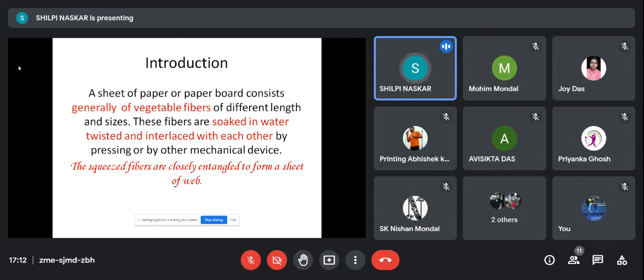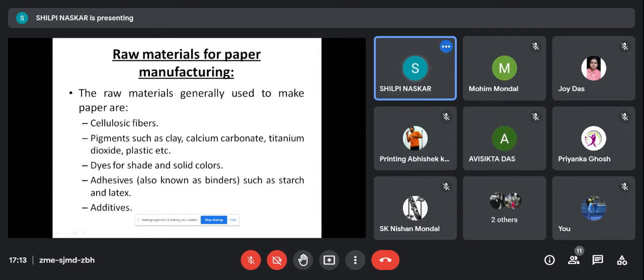So generally, as an introduction, paper and paperboard consist of vegetable fibers, but nowadays synthetic fibers are also used. The fibers can be of different lengths and sizes. When these fibers are soaked in water, they are twisted and interlaced with each other by mechanical means, then squeezed and closely entangled to form a sheet or web. You will understand the explanation in detail as you go through the different lectures.